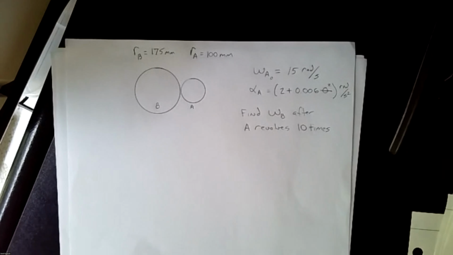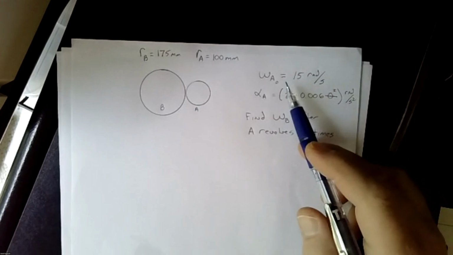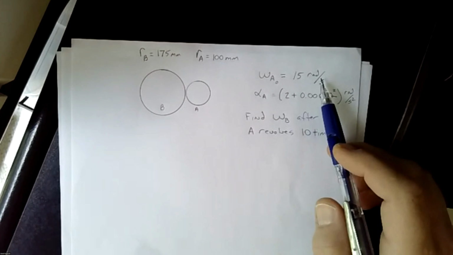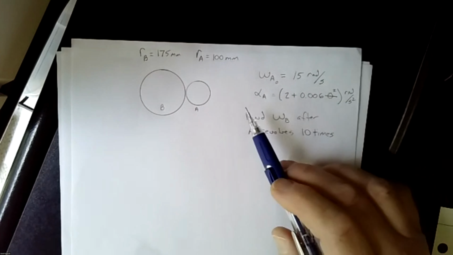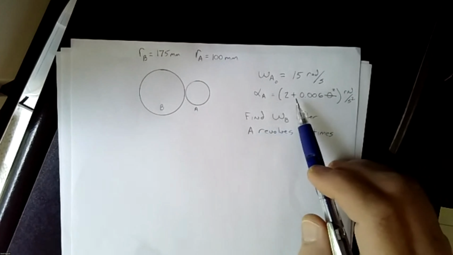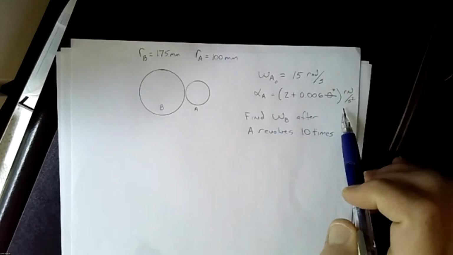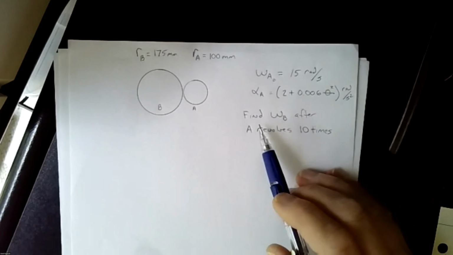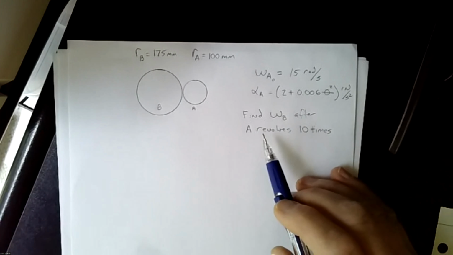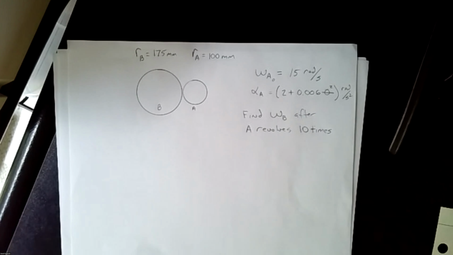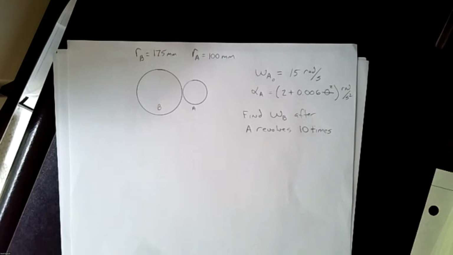two gears. And so we're given that A's initial velocity is 15 radians per second. And its alpha A is equivalent to 2 plus 0.006 theta squared radians per second squared. So that's its function. So we want to find omega of B after A revolves 10 times. Okay. So this is much like the properties in linear. So we still use kind of the same thing.